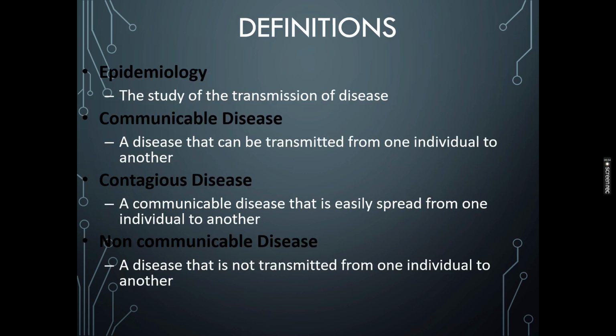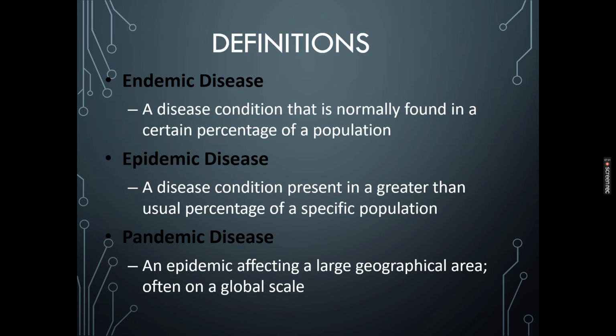Then what is epidemiology? Epidemiology is the study of the transmission of disease. How the disease gets transmitted, what are the agent and the reservoir, how it gets distributed in the population. Communicable disease means the disease can be transmitted from one individual to another. Contagious disease is the communicable disease that is easily spread from one individual to another. Then non-communicable means it will not be transmitted from one individual to another.